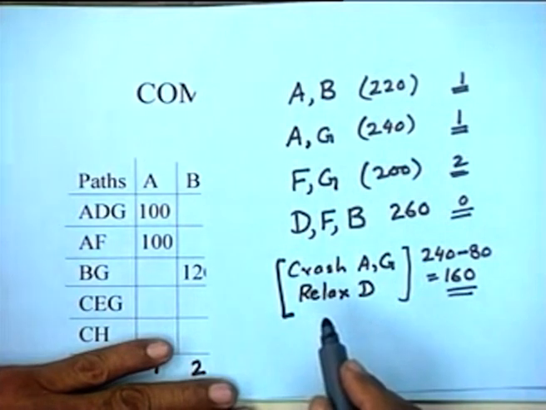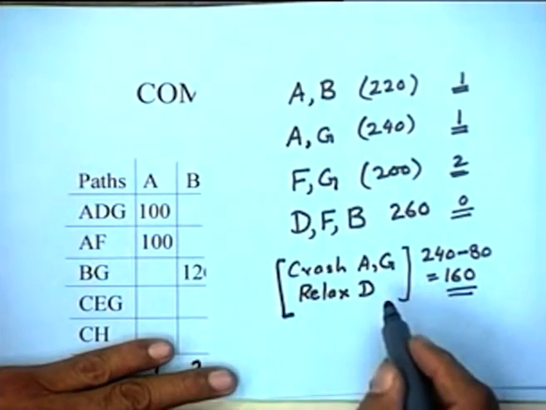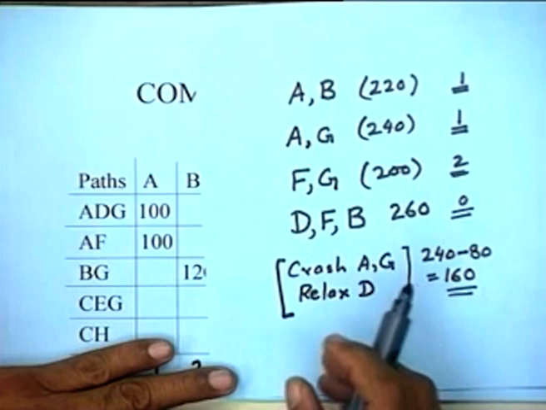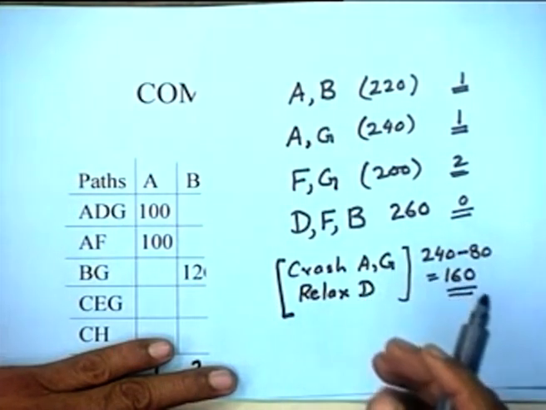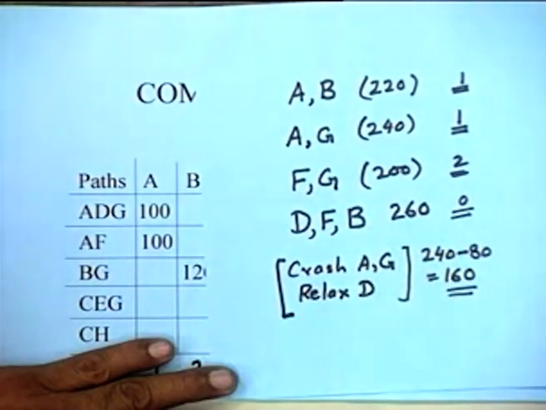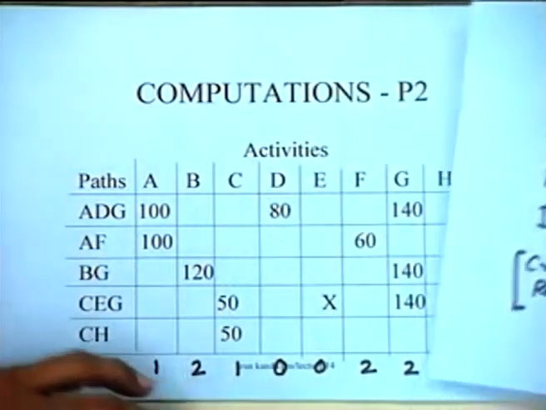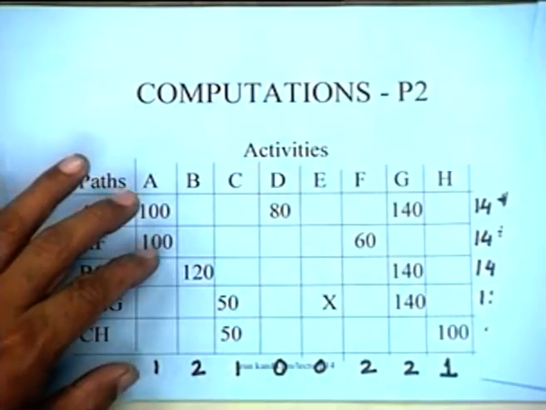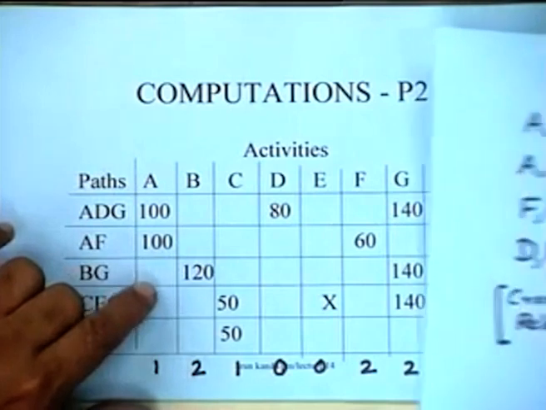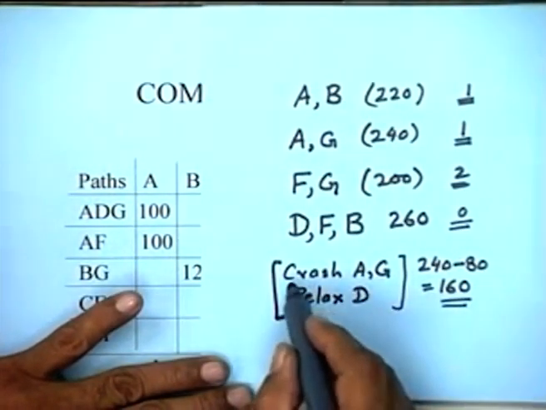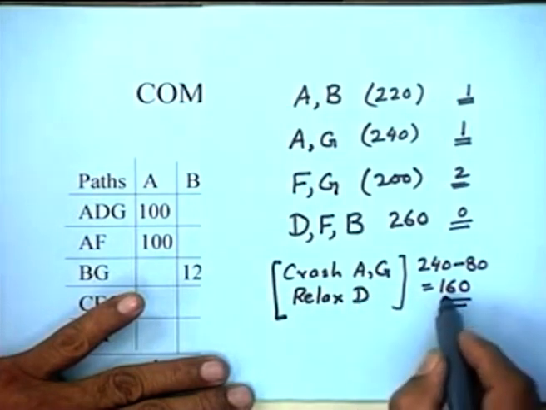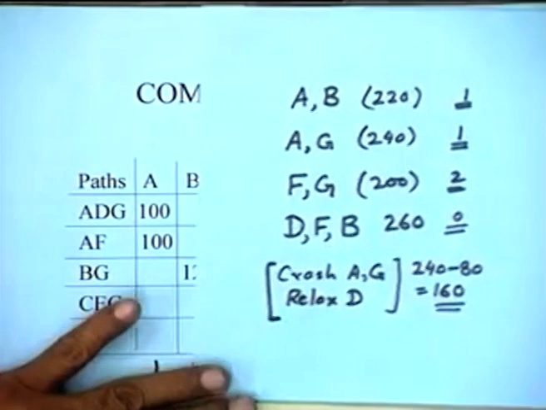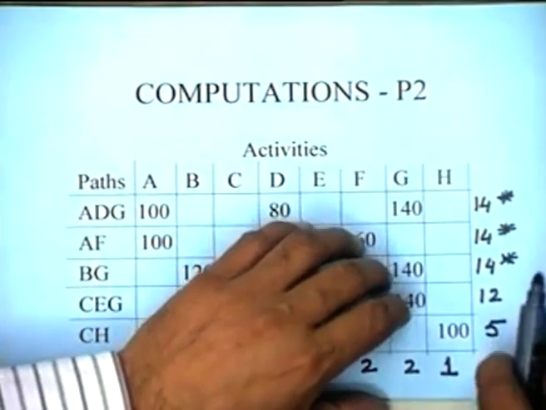I think this is where one has to realize that identifying the optimal cost option is really not a simple thing, even for a very simple trivial network like the kind we are trying to explore in this particular example. So at this particular stage we have said that the best thing to do would be to crash A and G and relax D, which will cost us 160 rupees a day. And if we do that, let's see what happens.